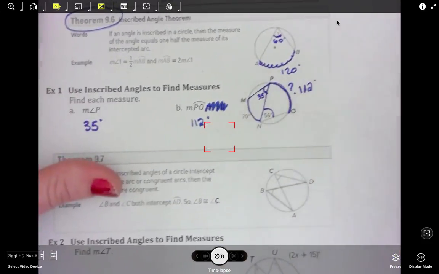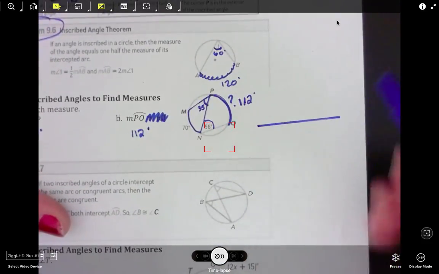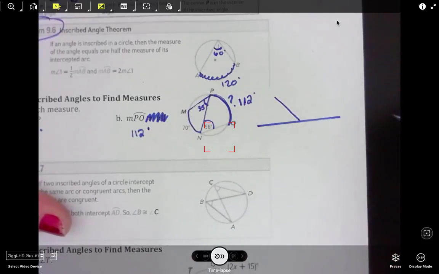All right, and I guess the reasoning for that, if you want to know a reason, a straight line is made from 180 degrees.